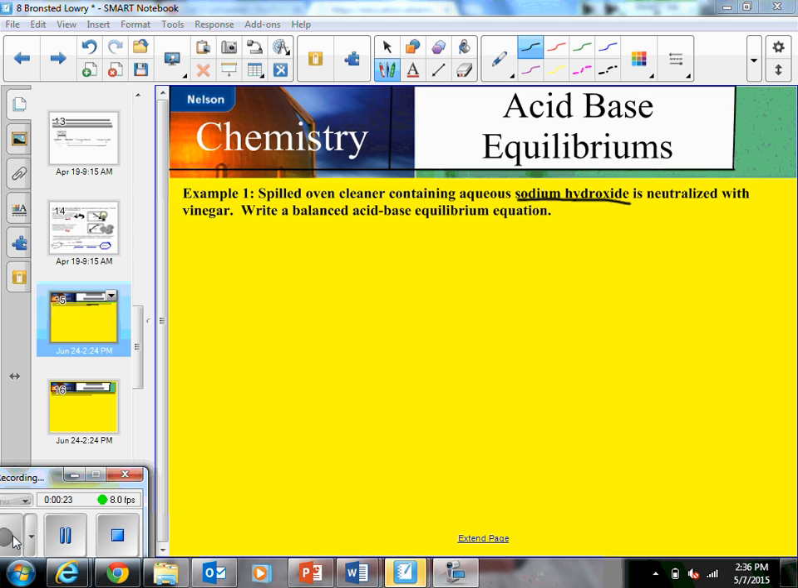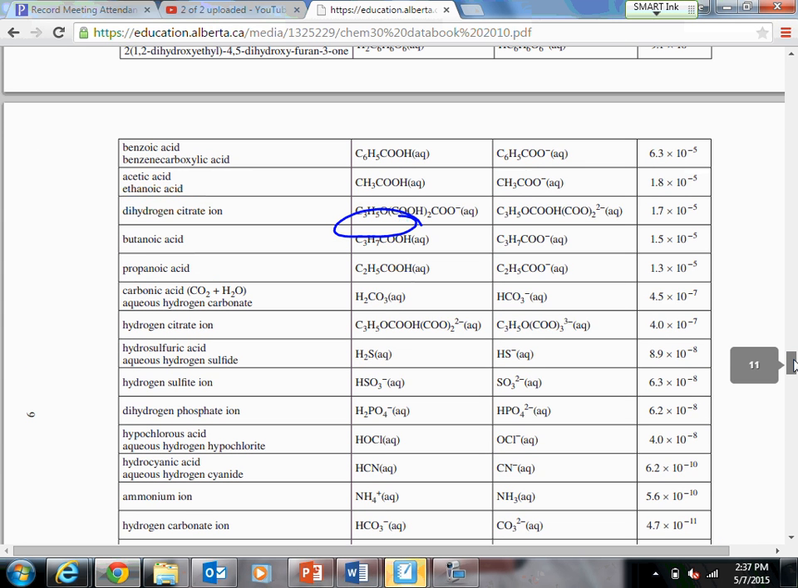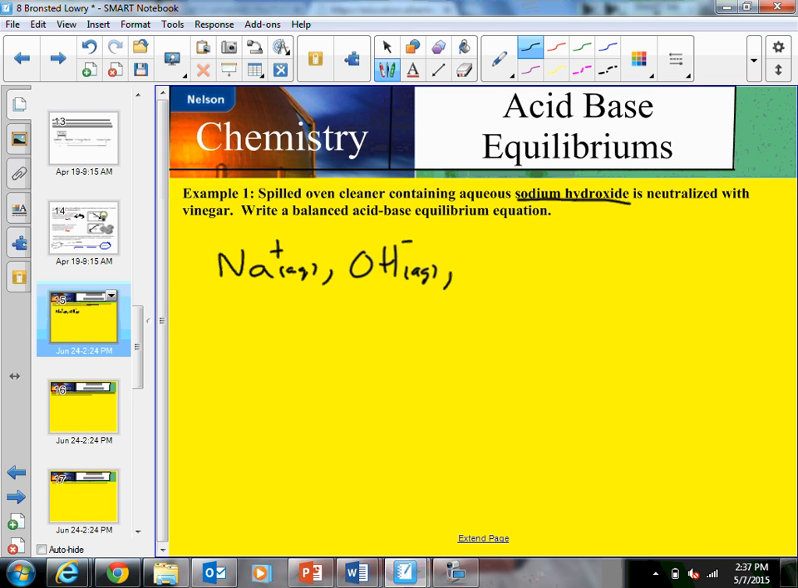Sodium hydroxide, we're going to separate into the ions. So we'll have Na plus aqueous and hydroxide aqueous. Vinegar is a common name for one of our acids, which if you take a look on page 8, 9 in your data book, acetic acid or ethanoic acid is actually the name for vinegar. So because it's a weak acid, we don't separate it into ions, we write it in the molecular form.